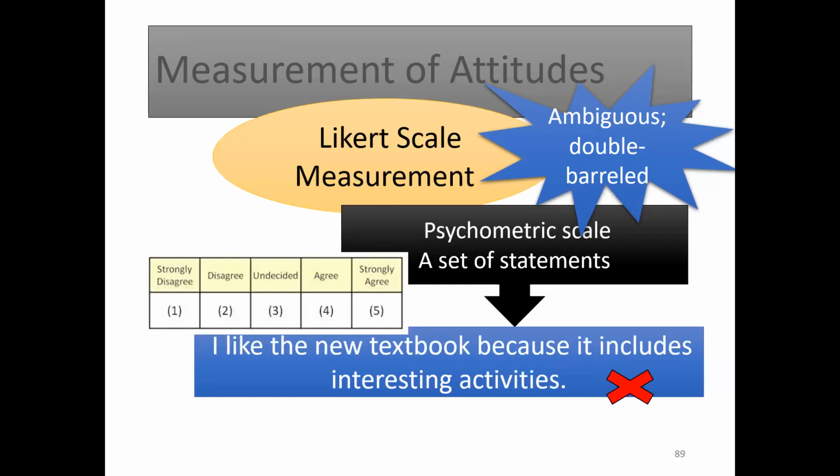Another example: I like the new textbook because it includes interesting activities. So there are two variables once again in the sentence. You like the textbook, one thing; inclusion of the interesting activities, another thing. You cannot select. Therefore, this is a weak question. Double-barreled question. We should not include such double-barreled questions in the Likert scale measurement.